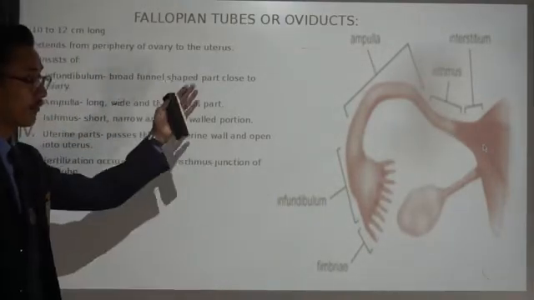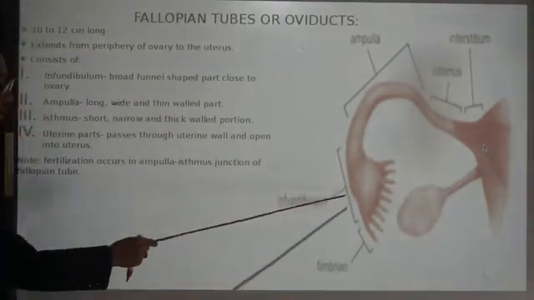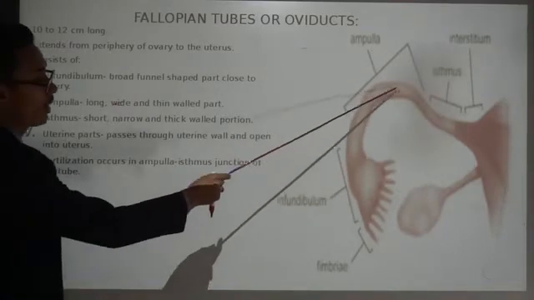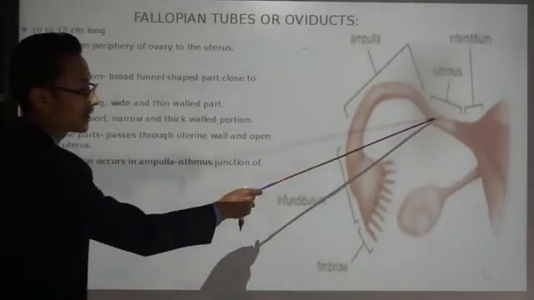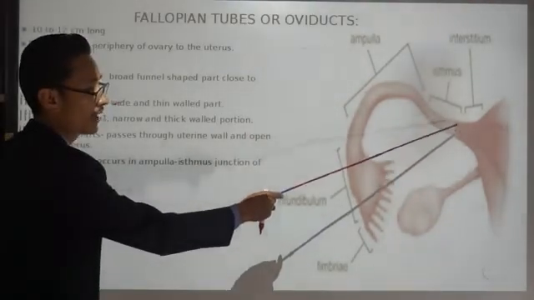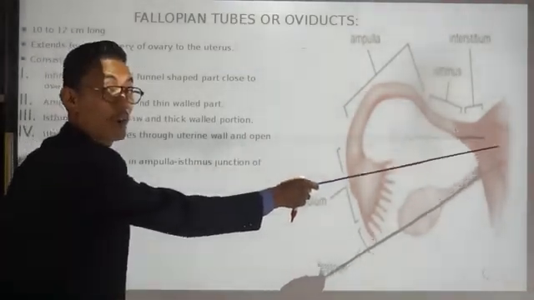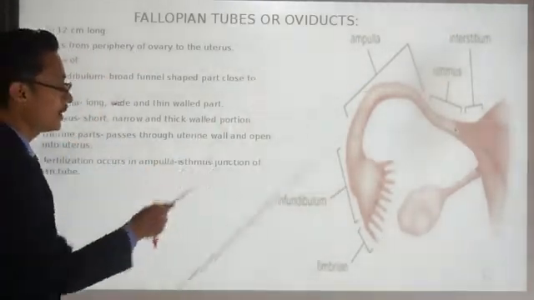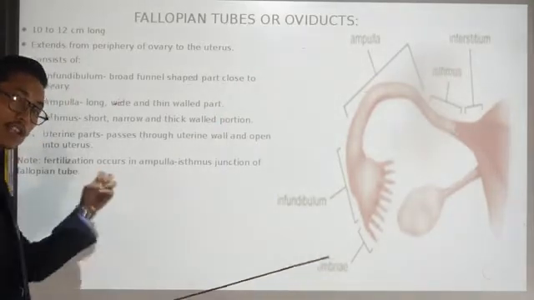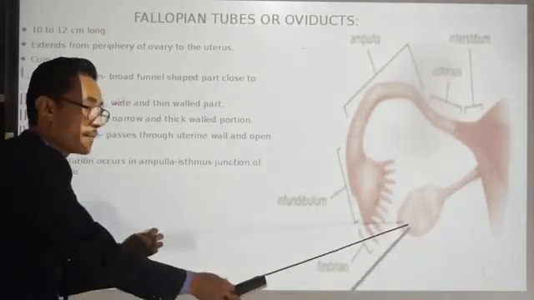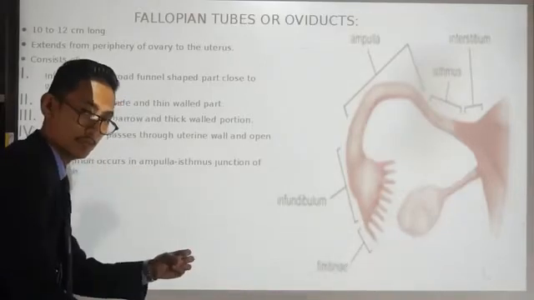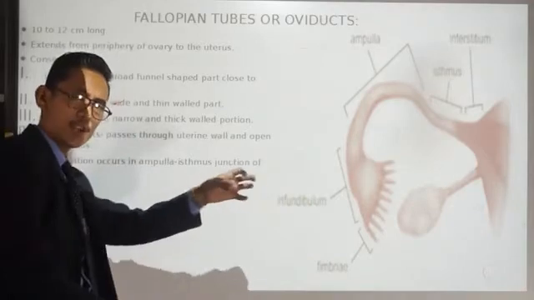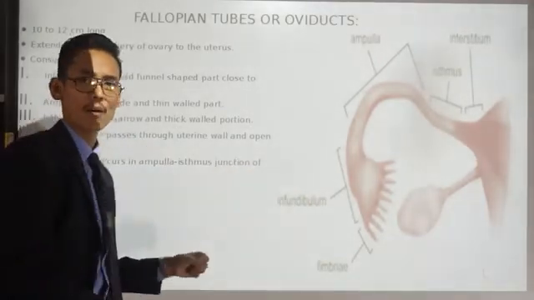So what are the different parts of the fallopian tube? The first part is the broad funnel shaped part, which is called infundibulum. The long part, which is called the ampulla. Then isthmus, and the uterine part that opens into the uterus. So remember, this fallopian tube or the oviduct has to collect the ova, which is released from the ovary. Alright, so which part, the infundibulum, will receive or collect the ovum from the ovary?